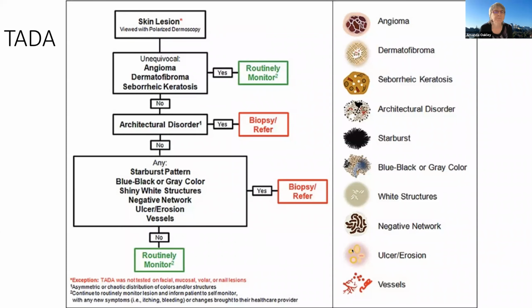If you're not sure, look to see if there's architectural disorder. Is the symmetry of the structures lost? Yes, you may need to worry whether this lesion is a cancer or a melanoma. But if you don't see any architectural disorder, be aware that melanoma and other malignancies can appear quite symmetrical at times, and there are certain patterns and colors and structures that would make you worry, listed here. And in that case, again, biopsy or refer.